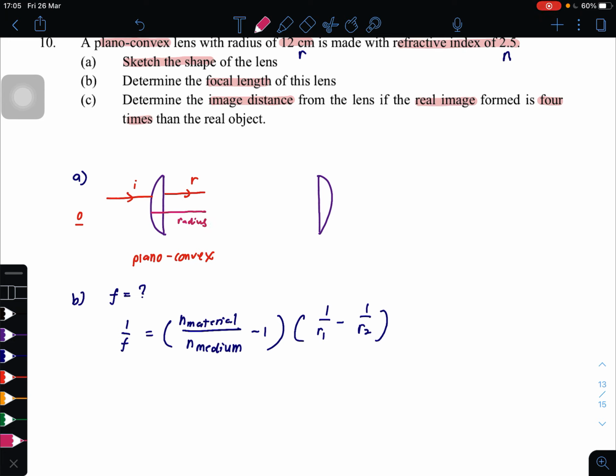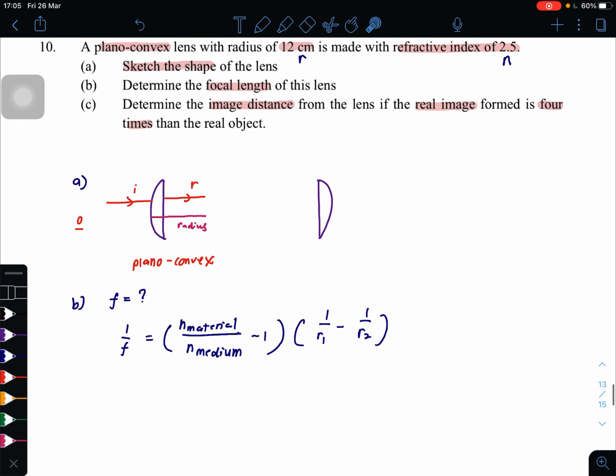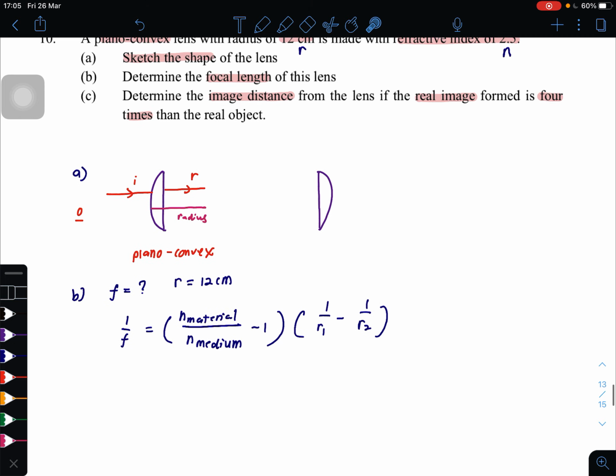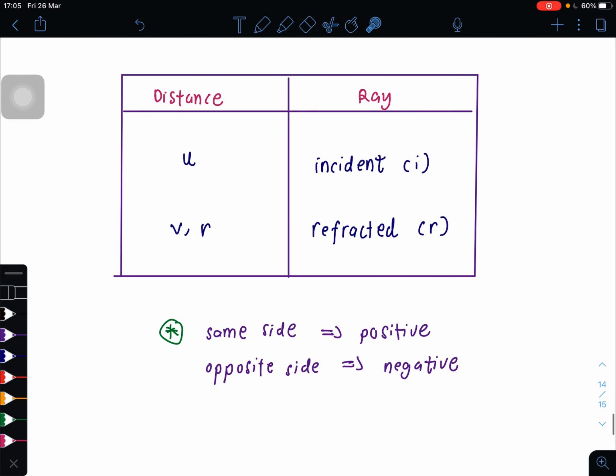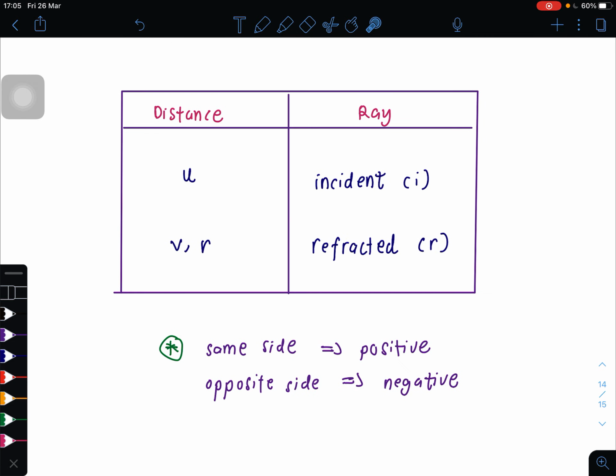Okay, so in order for us to determine the sign convention of the radius, because radius ni dia hanya bagi 12 cm kan dekat sini. We only given radius is 12 cm. Tetapi kita tidak tahu adakah dia positif atau negatif. Okay, so depends on your sketching. Sebab tu soalan ni dia minta sketch dahulu. Okay, so now untuk tentukan sign convention ni, okay, kita akan refer kepada jadual dekat sini. Okay, so now we always compare the radius with this one, the refracted ray.